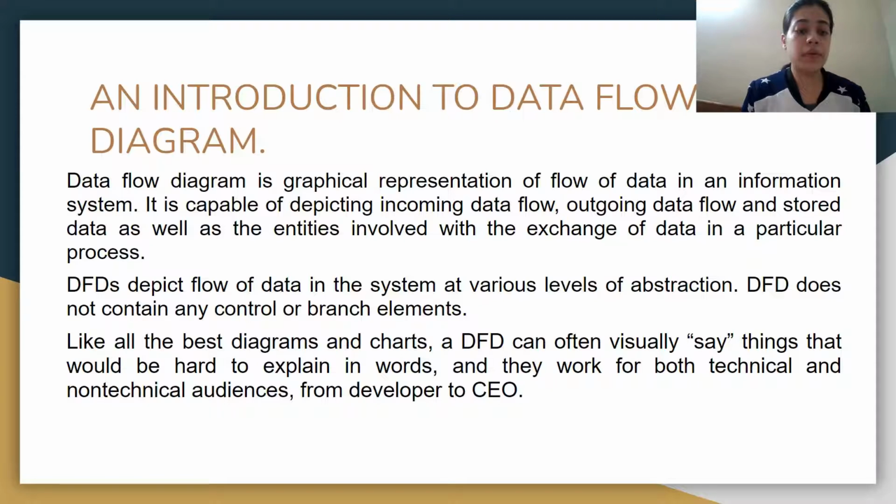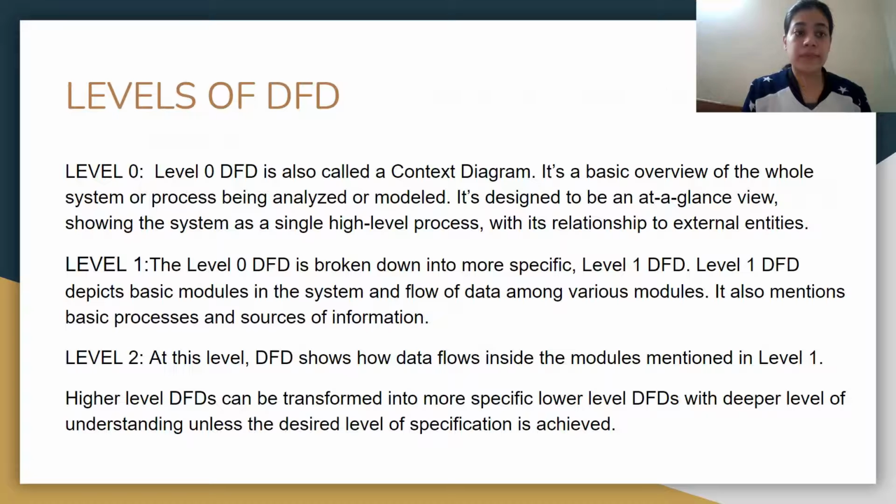DFDs depict flow of data in the system at various levels of abstraction, like level 0, level 1 and level 2. DFD does not contain any control or branch elements. Like all the best diagrams and charts, a DFD can often visually say things that would be hard to explain in words. And they work for both technical and non-technical audiences, from developer to a CEO. So, levels of DFD. DFDs can have many levels. We'll discuss level 0, level 1 and level 2.